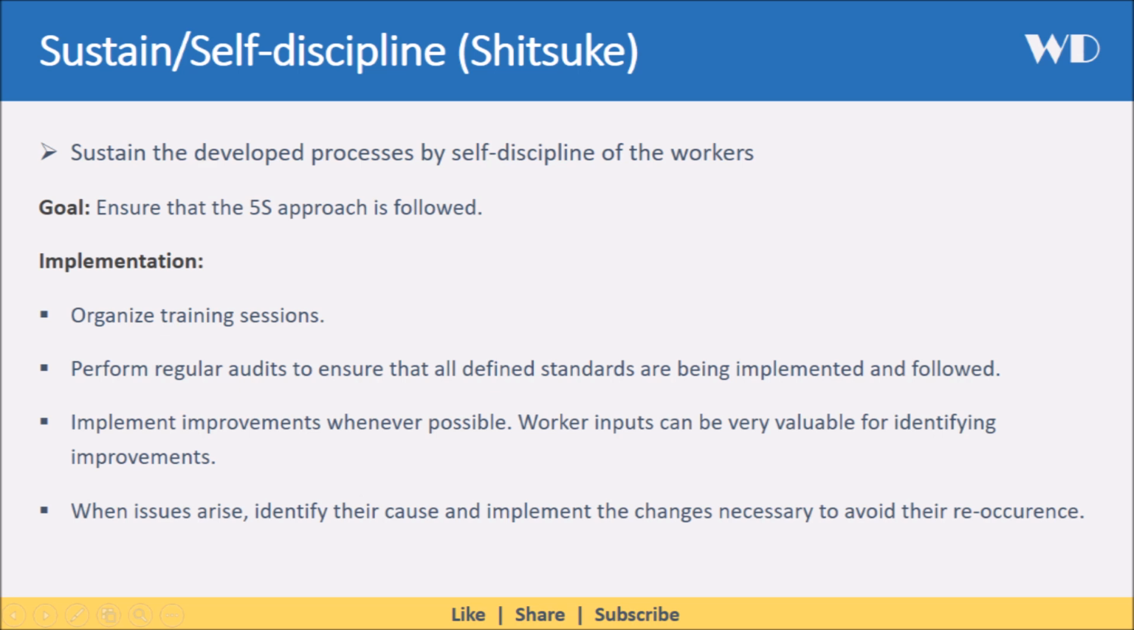A few implementation techniques are: organize training sessions. Perform regular audits to ensure that all defined standards are being implemented and followed. Implement improvements whenever possible. Worker inputs can be very valuable for identifying improvements. When issues arise, identify their cause and implement the changes necessary to avoid their reoccurrence.